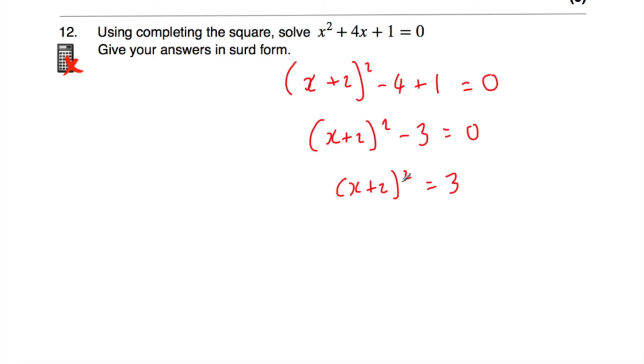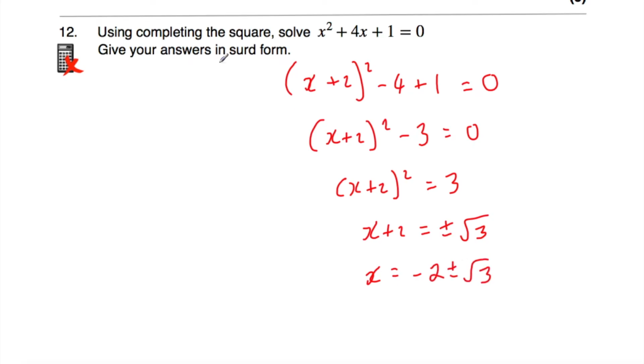Okay, now we want to get rid of the squared, so we're going to have x plus 2 is equal to plus or minus the square root of 3. And then finally, we want to get rid of this 2 here, so we're going to take away 2 from both sides. On the left hand side, we'll be left with x, and on the right hand side, we're taking away 2. I like to put it in front of the plus or minus, so I'm going to write minus 2 plus or minus the square root of 3.